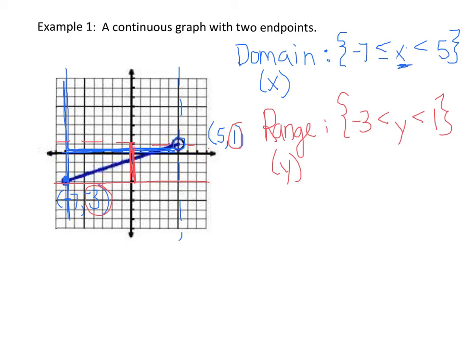Well, if you look at -3, -3 is included because that's a solid circle, so that's going to have a line under it. But 1 is not included. There's an open circle, so that is not going to have a line under it. And so now you've written domain and range.